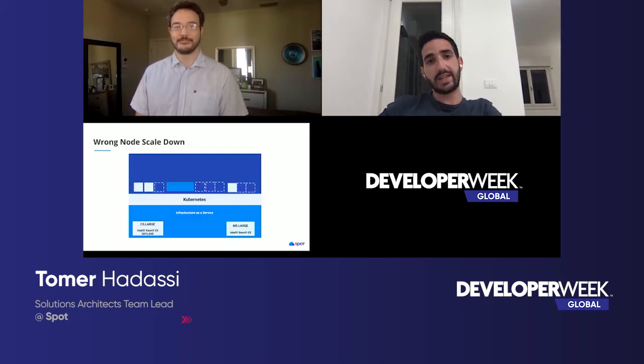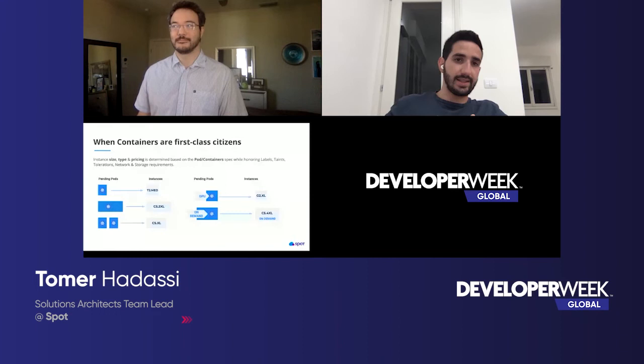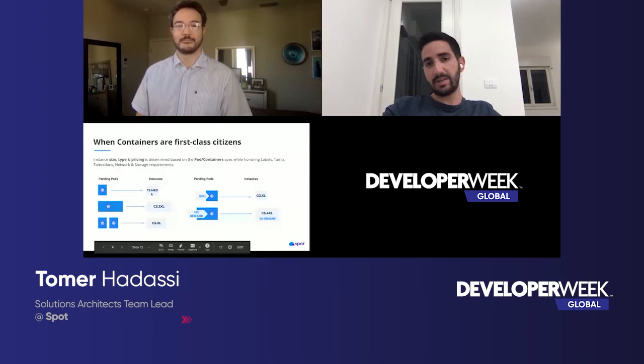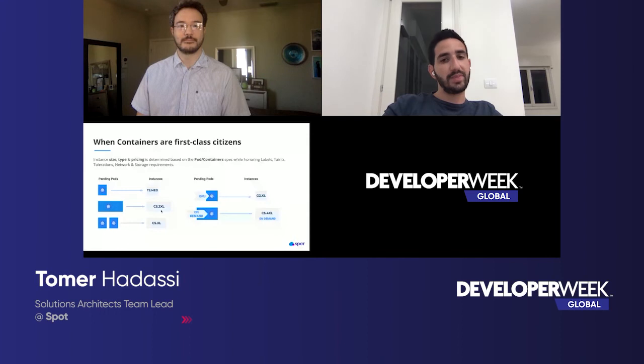We want the instance, the type, and its price to essentially be determined by the container itself, or by the pod, while honoring all the labels, the taints, the tolerations, the networking, and the storage requirements. If you have a small pod pending, you can scale up a T2 medium. If you have a larger one, you can scale up a C5 2xlarge, all AWS terms, by the way.